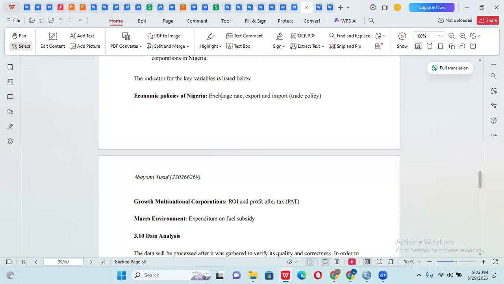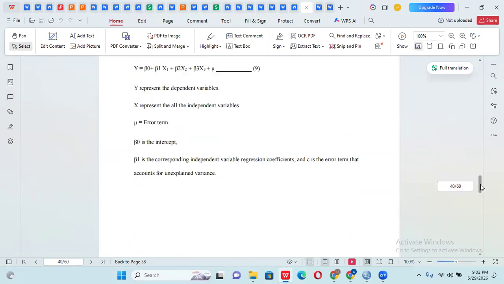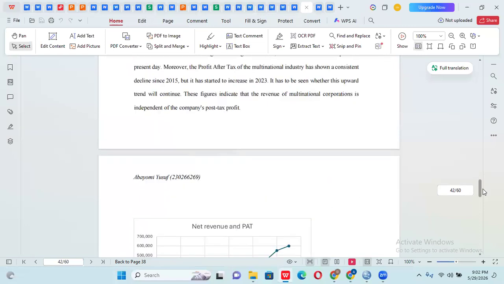So I have to look at the exchange rate of Nigeria, go and get it, and the export and import of Nigeria, because this work is in Nigeria. If this work were in the UK, I would have to look for the exchange rate in the UK and download it for some years. I did that for all the variables of this research, looking for how I can measure them. And then I went to do chapter 4.